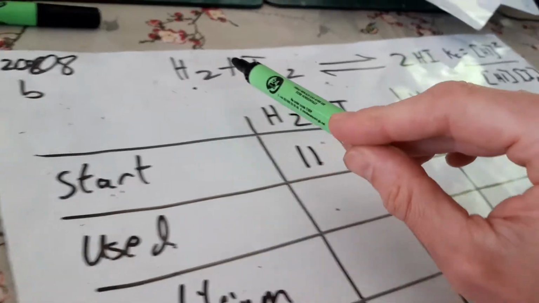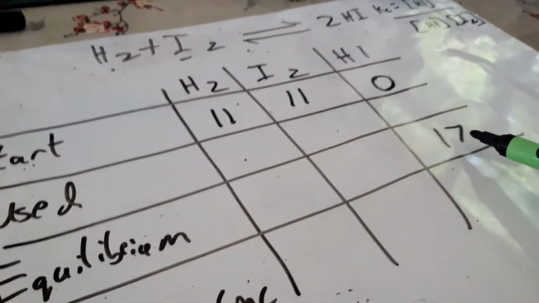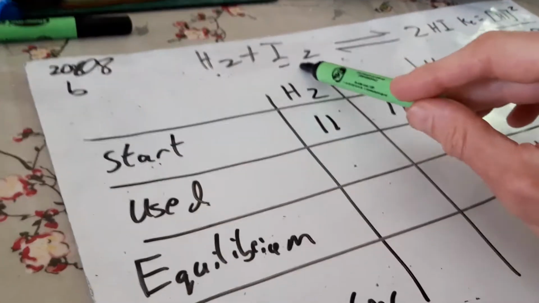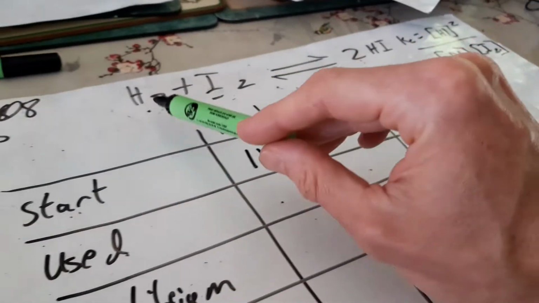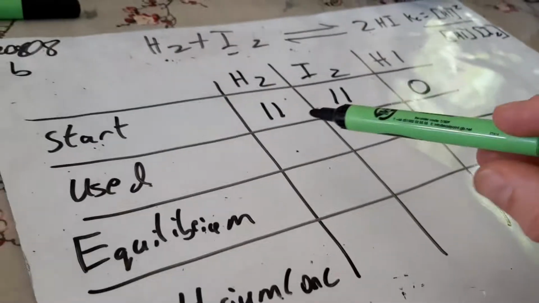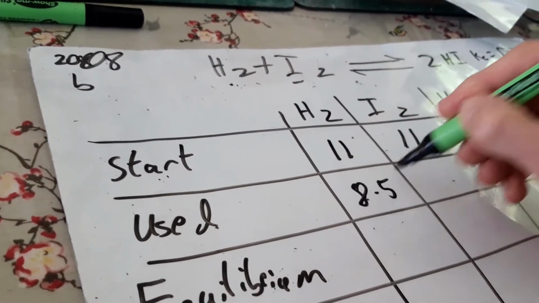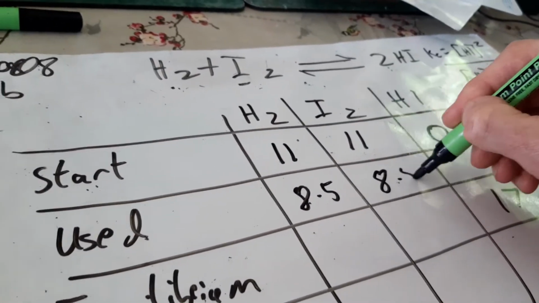For every 2 moles of this that's produced, we're going to use 1 mole of hydrogen and 1 mole of iodine. So we know that we've produced 17 moles of hydrogen iodide. So the amount of moles of hydrogen and iodine that got used up is going to be 17 divided by 2, because the molar ratio is 1 to 2. Does that make sense? So 17 divided by 2, which is 8.5, is going to go in this column here, 8.5, and this column here, 8.5.